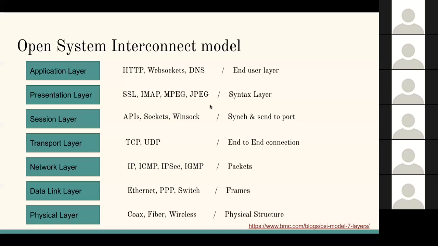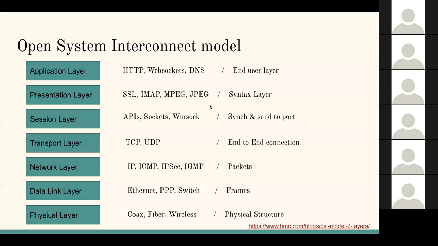UDP is non-reliable in a way that UDP starts the packet, sets the destination, and doesn't worry about whether it reaches or not. So UDP is unreliable because they don't verify, they don't configure, they don't resend the lost packet. They just send it and forget it.